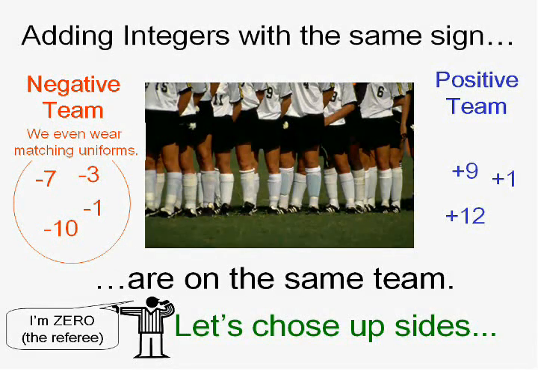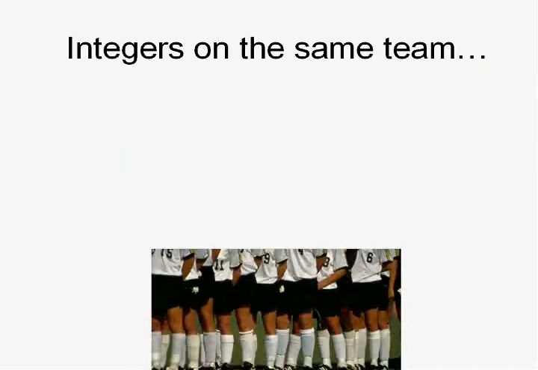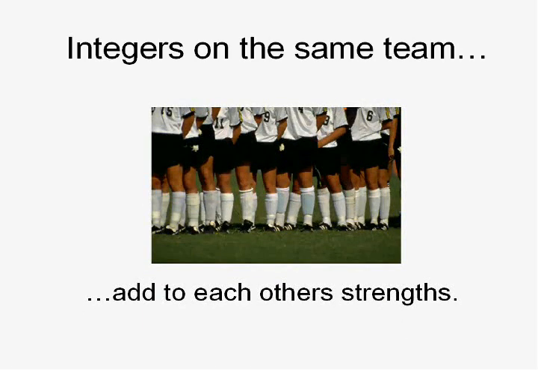Note that the negatives even have a matching uniform. They all have that little negative, so you know that they're on the same team. And the positives have the same thing. Now the positives may not show a plus, but you'll know they're on the positive team. Now consider this. If integers are on the same team, they should add to each other's strengths, shouldn't they?